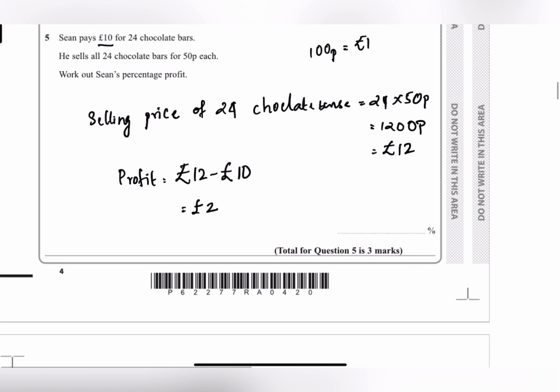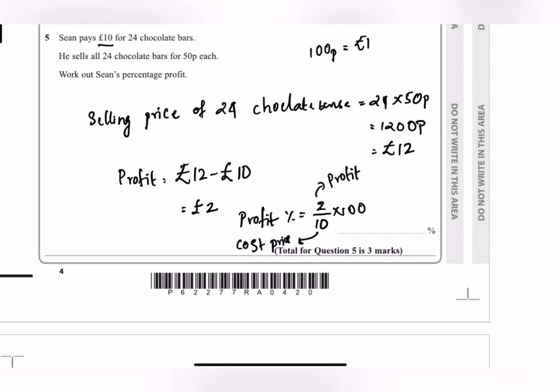Now to make it into a percentage, profit percentage can be calculated by 2 over 10, where 2 is our profit value and 10 is the cost price. And you just multiply it by 100. And you will see the answer will be 20%. So that is the correct answer for this problem.